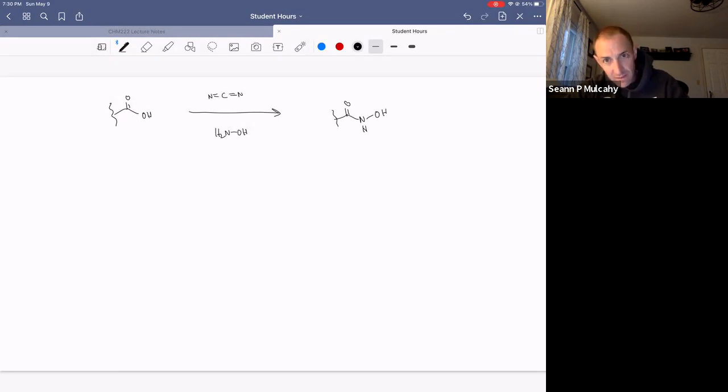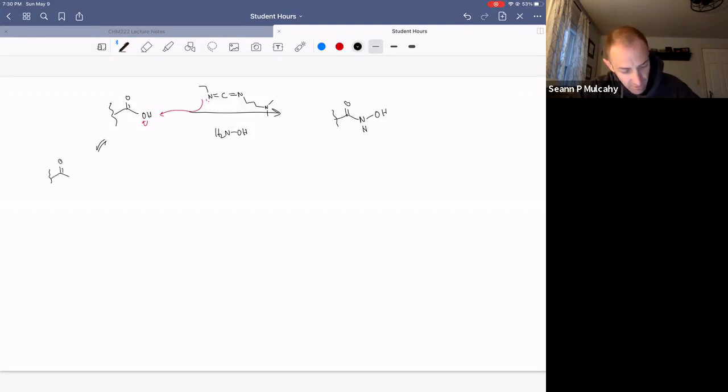EDCI looks like this. It looks a little bit different than the carbodiimide that I gave you in class, DCC, but it acts the same way. So don't lose the forest for the trees here. The only thing involved in this reaction is that carboxylic acid functional group. The first step in this amide formation is the deprotonation. So the lone pairs on nitrogen are going to grab this proton right there to form a carboxylate.